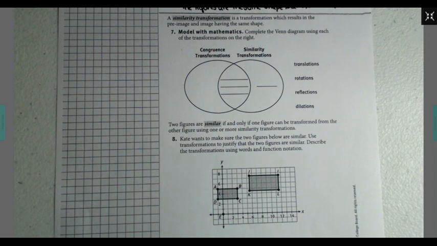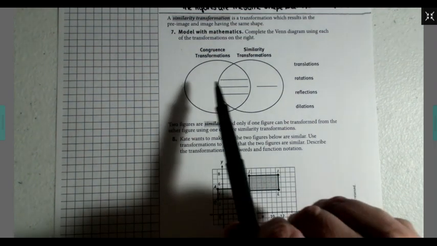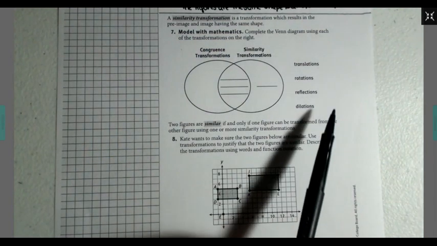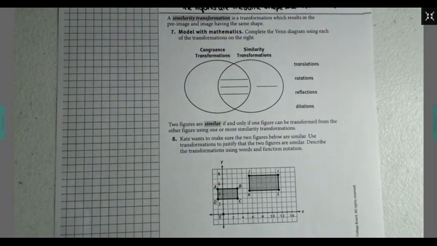Part 3. A similarity transformation is a transformation which results in the preimage and image having the same shape. 7. Model with mathematics. Complete the Venn diagram using each of the transformations on the right. We have congruent transformations and similarity transformations. And I want you to input the words translation, rotation, reflection, dilations.